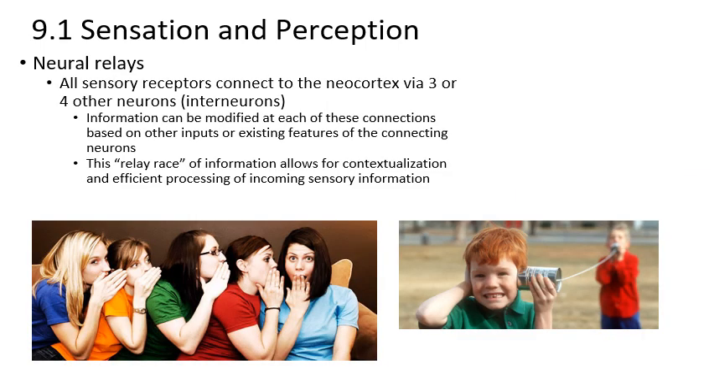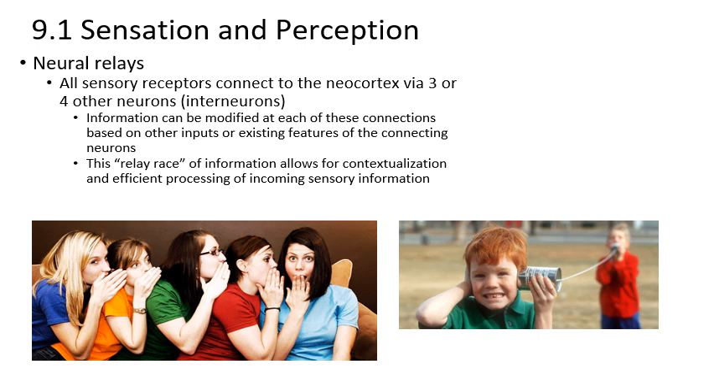Neural relays. All sensory receptors connect to the neocortex through 3 or 4 other neurons. They kind of have to, it's not just axon to cortex. They have to connect to a couple other brain areas, and therefore a few other neurons, which are interneurons. If you remember, interneurons connect sensory neurons to motor neurons.